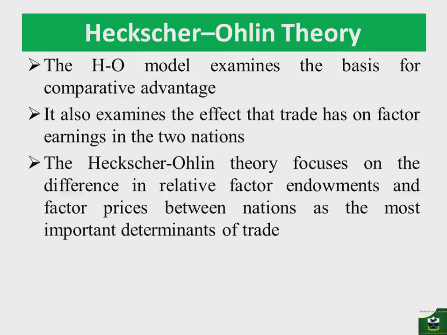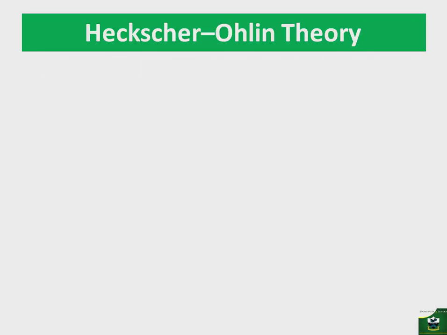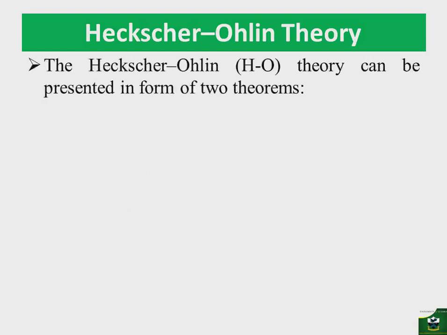Where we are coming from, we looked at the mercantilists, we looked at the absolute advantage, we moved on to the comparative advantage as the basis for trade. But here now we are looking at factor prices as well as factor endowment as being the main determinants of trade. Okay, so let's now bring in what constitutes the Heckscher-Ohlin theory.